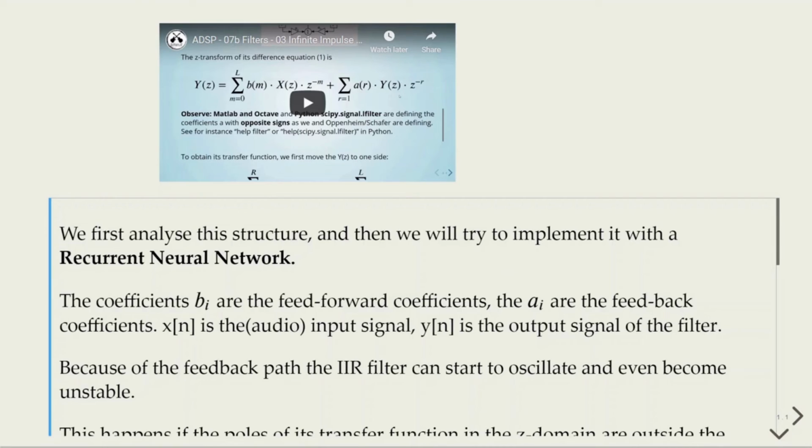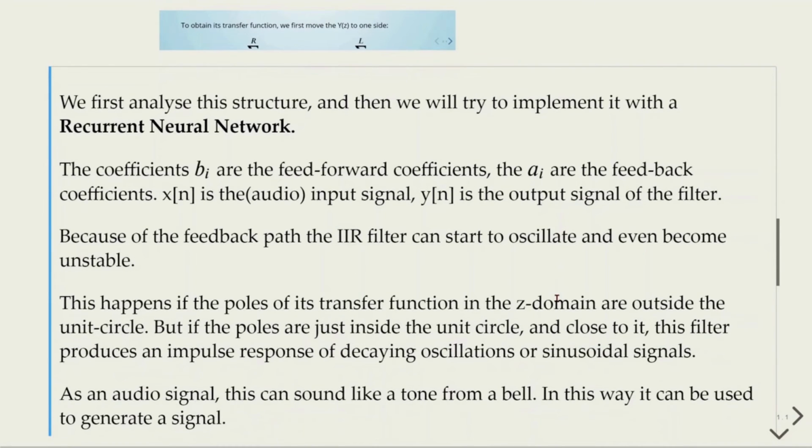Because of the feedback path, the IIR filter can start to oscillate and even become unstable. This happens if the poles of its transfer function in the z-domain are outside the unit circle. But when the poles are just inside the unit circle and close to it, this filter produces an impulse response of decaying oscillations or sinusoidal signals.